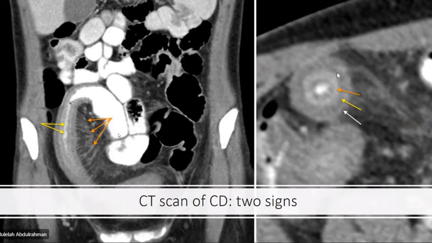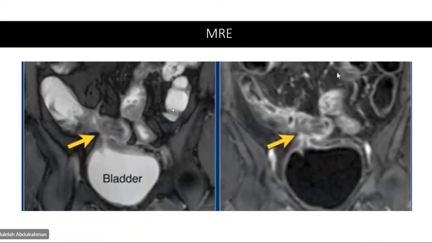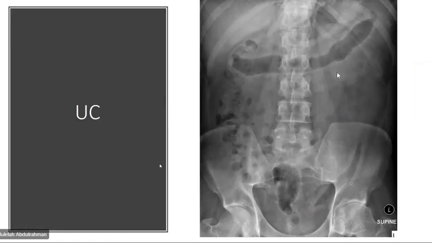Again, it's not specific. Those are not specific for Crohn's, but can be seen in Crohn's or any inflammation. So the target sign with the thickness and the edema in the wall. And this is a fistula seen on MRI. You can see it between the colon and the urinary bladder.